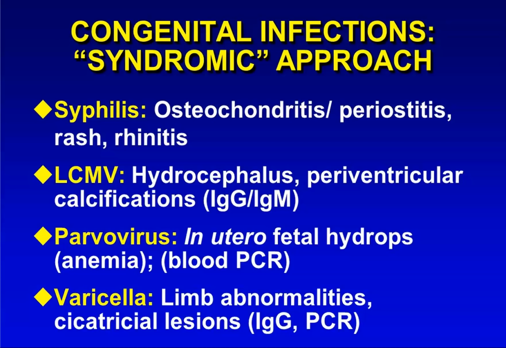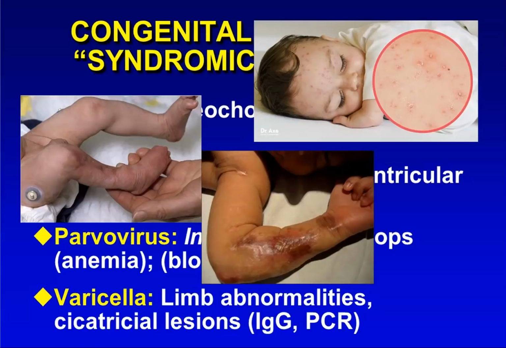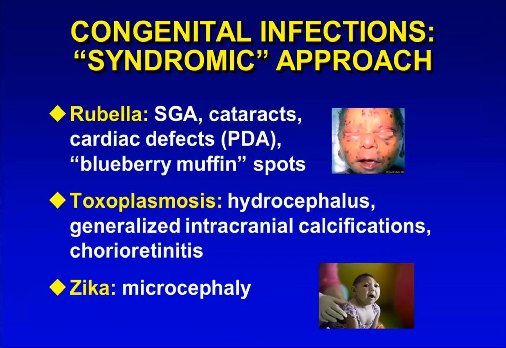Parvovirus: in utero fetal hydrops and anemia. And varicella would be in babies who present, if the mother has had chickenpox in the second trimester, with these scarred lesions as well, which is different than a baby who gets varicella after birth. Rubella, we should think about in babies who are small for gestational age, who have cataracts, who may have cardiac defects such as patent ductus arteriosus, and blueberry muffin spots.